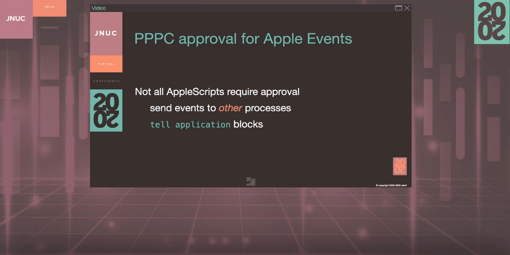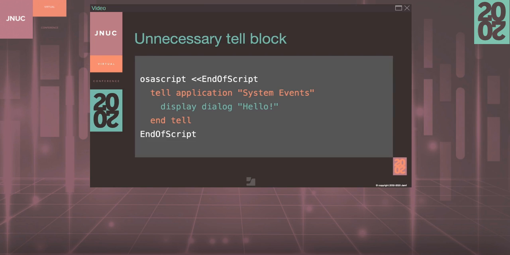The good news is that not all AppleScripts require approval. Only AppleScripts that send events to other processes require approval. So the tell application block that goes to a different application, that is what triggers the privacy dialog. And in many cases, in older scripts, you will find tell application blocks that are unnecessary. They used to be put there because there were problems with macOS with the dialogues being somewhere in the background instead of in the front where the user sees them. But these aren't necessary anymore in macOS. That problem went away years ago.